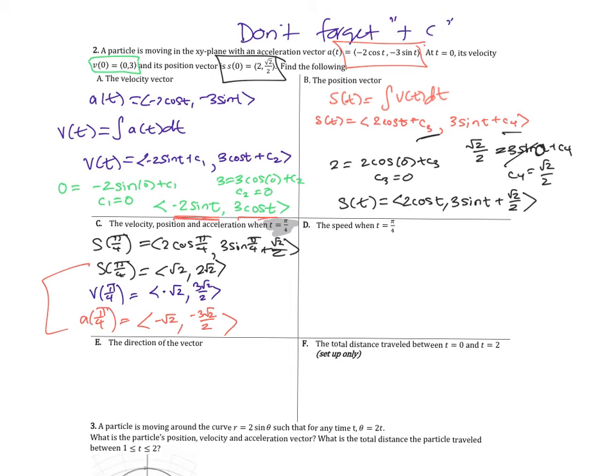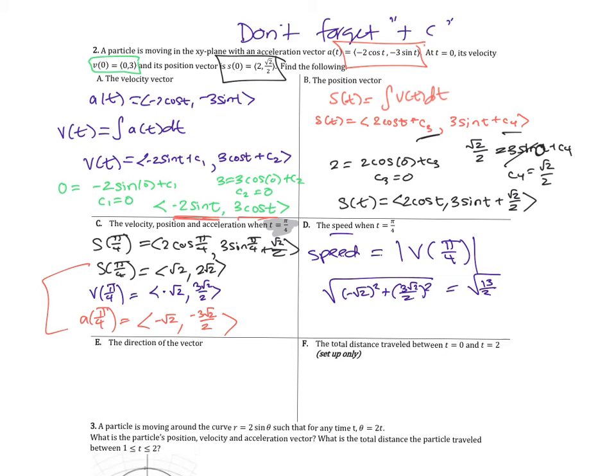D is asking us for the speed. Remember that speed is just the magnitude of the velocity, in this case, the velocity vector at pi over 4. So that is going to be equal to the square root of the x component squared plus the y component squared, which you can do a little simplification there and get that this is the square root of 13 over 2. That is the speed, which is the magnitude of the velocity vector at pi over 4.